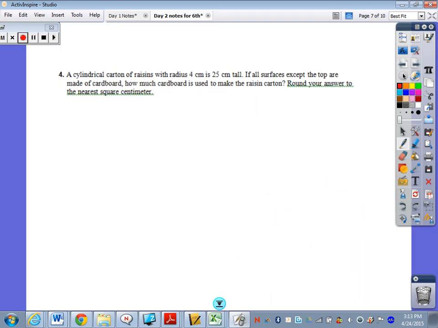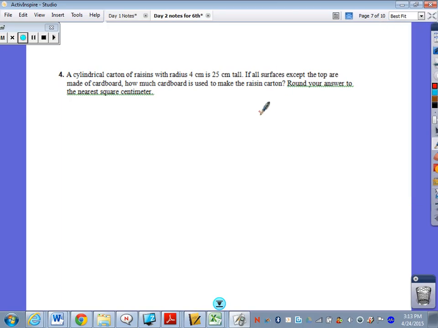So for number 4, I'm going to have you try that one. When you read it, they said if all surfaces except the top are made of cardboard, how much cardboard is used to make this raisin carton? And they're talking about a cylindrical carton of raisins. So we want to figure out how much cardboard. For the cylinder, we want just this middle piece. And remember, we said that middle piece is called the lateral area. So you're just going to find the lateral area of the cylinder, and that will give you the correct answer.